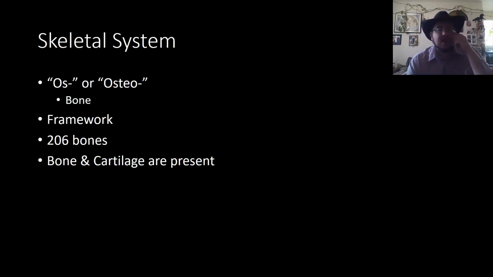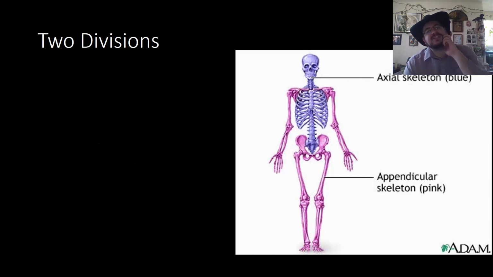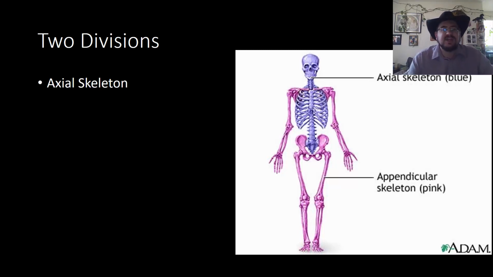So here are the two main divisions of the skeletal system. You can see there in two separate colors, pink and blue. The axial skeleton is essentially your skull, spinal cord, and ribs. Just those three things: skull, spinal cord, ribs. That's the axial skeleton. The appendicular skeleton is, well, your limbs.